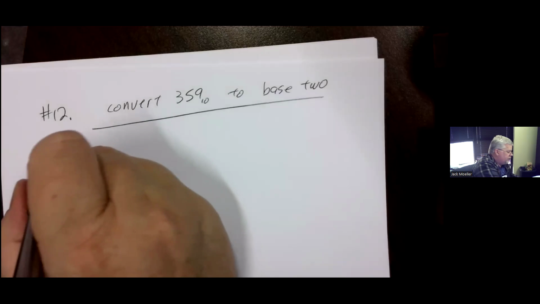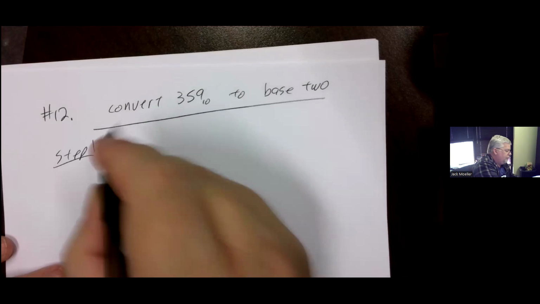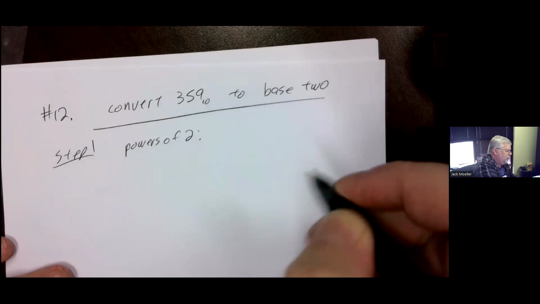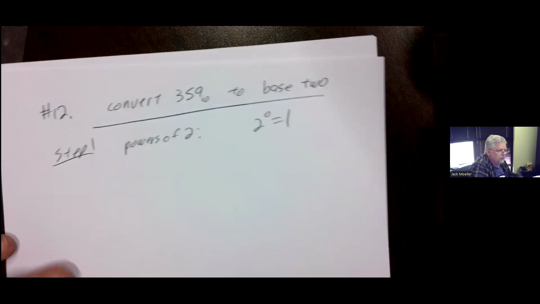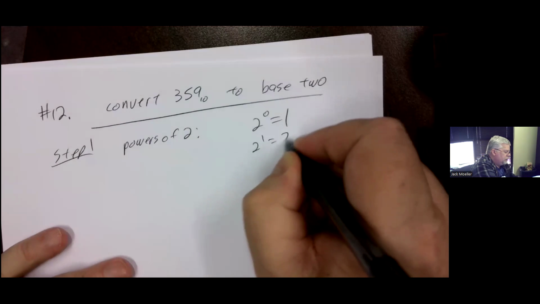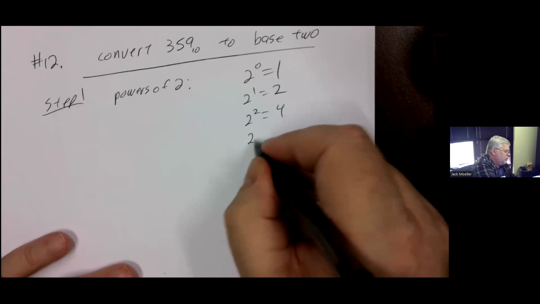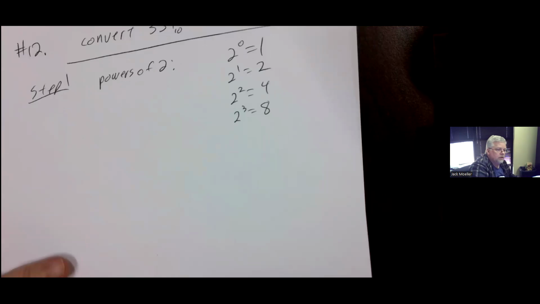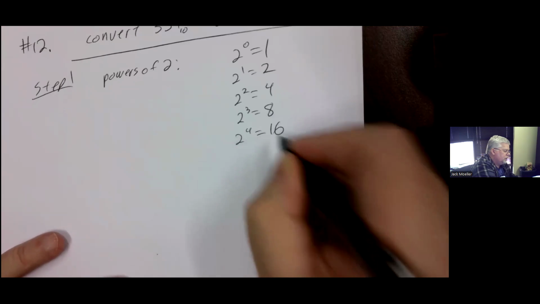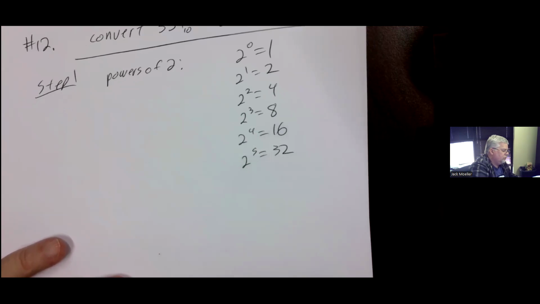So what's the first step? We're converting to base 2, so we need powers of 2. So we have 2 to the 0. That first one is always 1, because anything to the 0 is 1. 2 to the first is 2. 2 squared is 4. 2 cubed is 8. 2 to the 4th is 16. 2 to the 5th is 32.